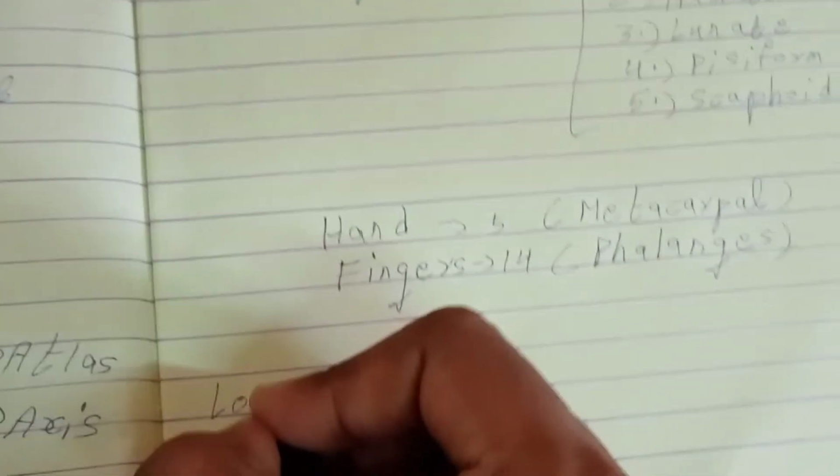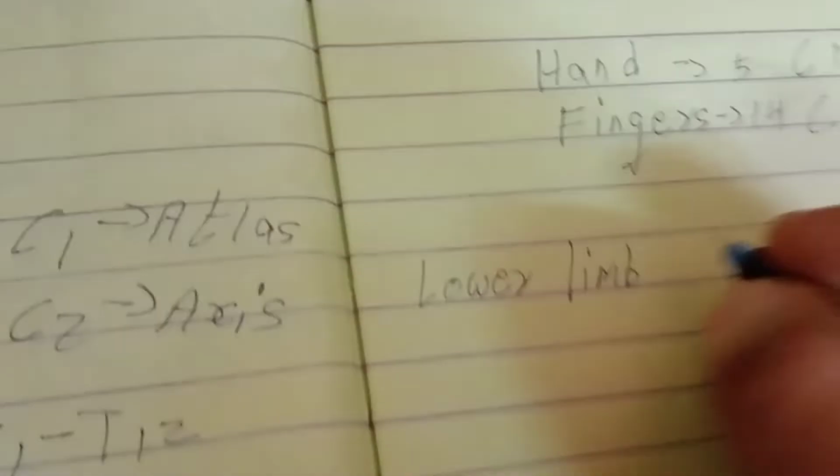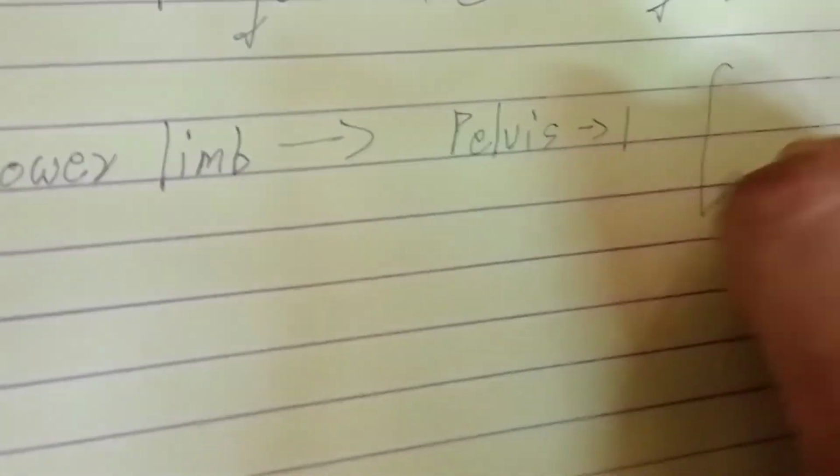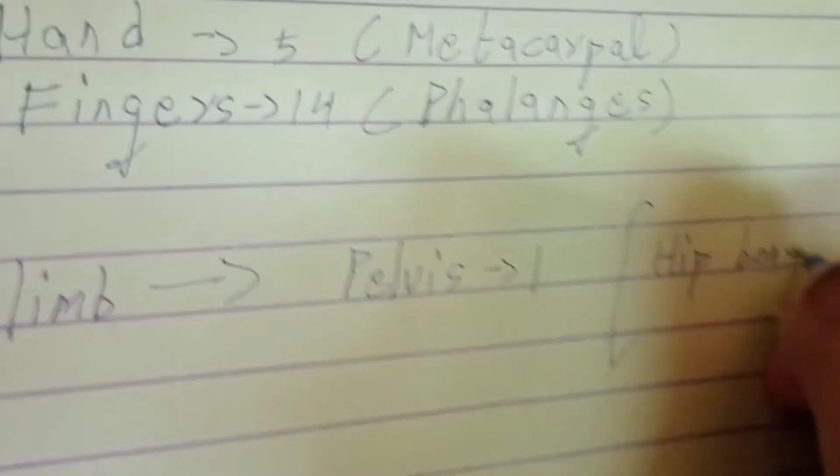Okay, we will be coming to the lower limb. Upper limb is over. Now we will be going to the lower limb. Coming to the pelvis, pelvis is having one bone, that is the hip bone. In that hip bone there are 3 types of bones.